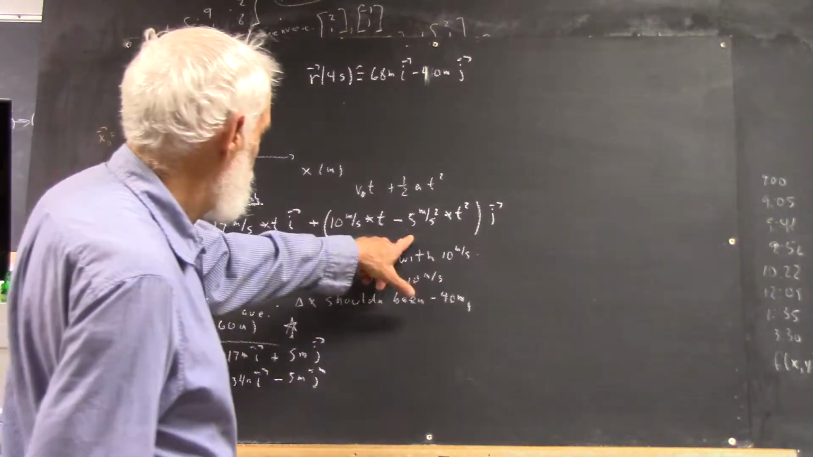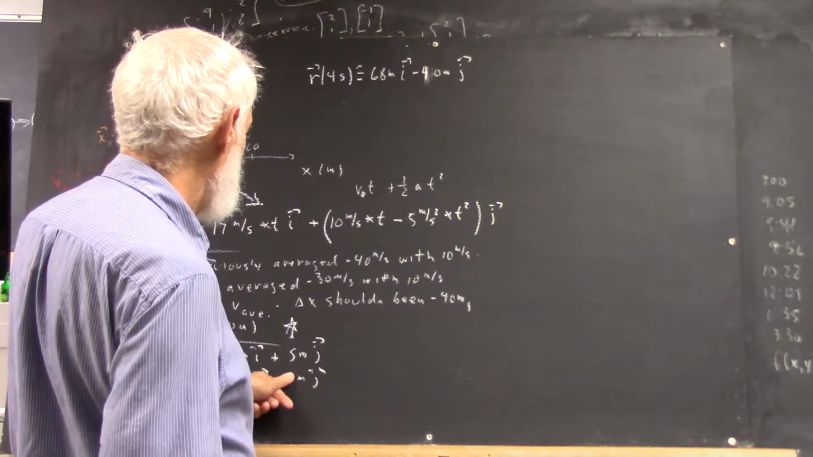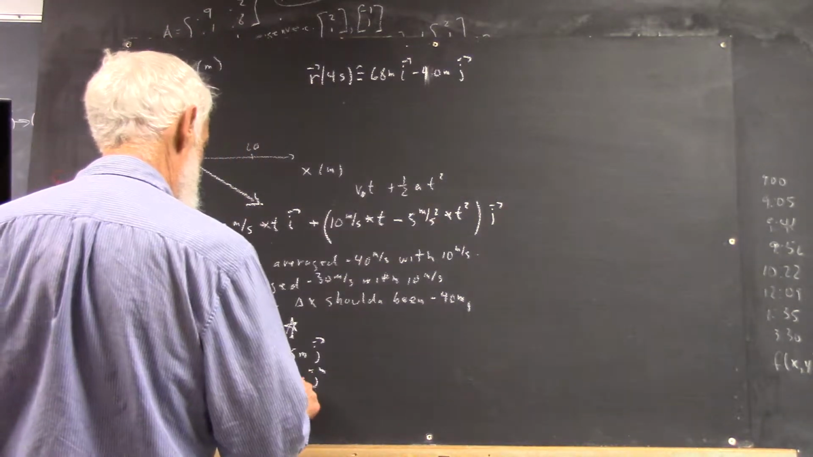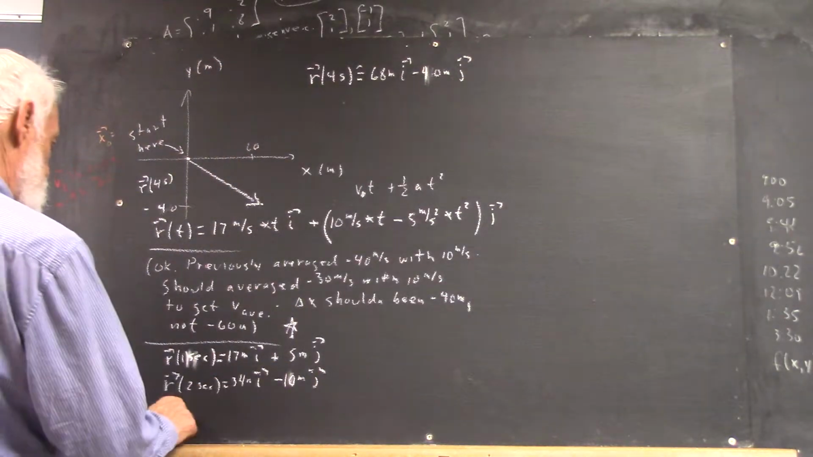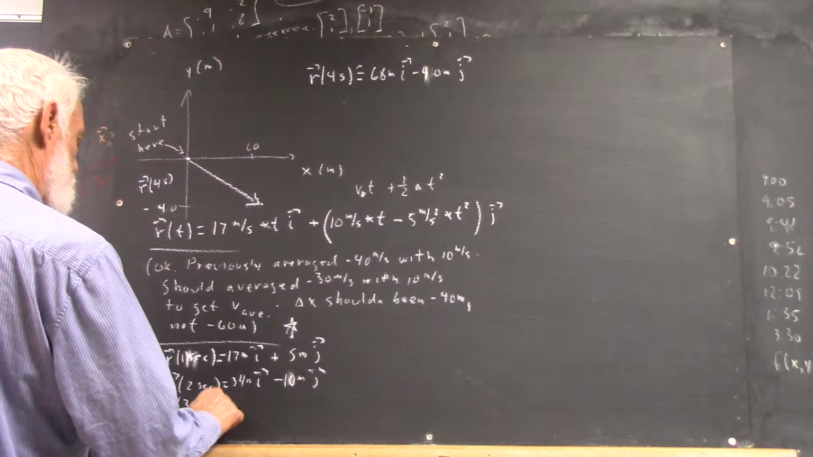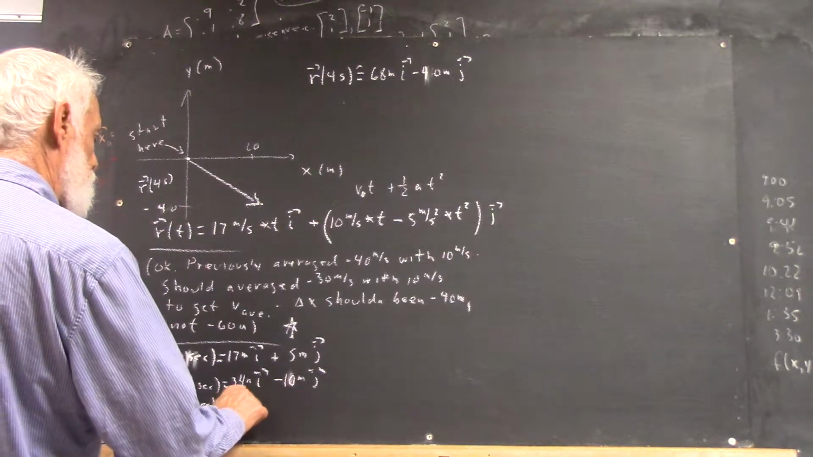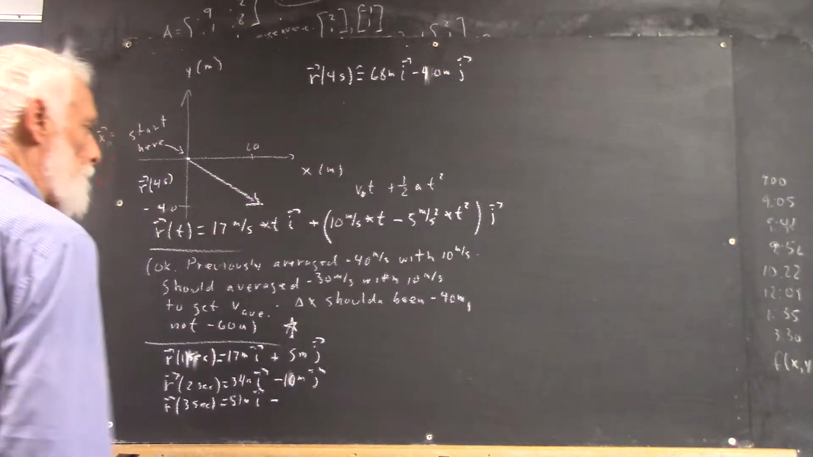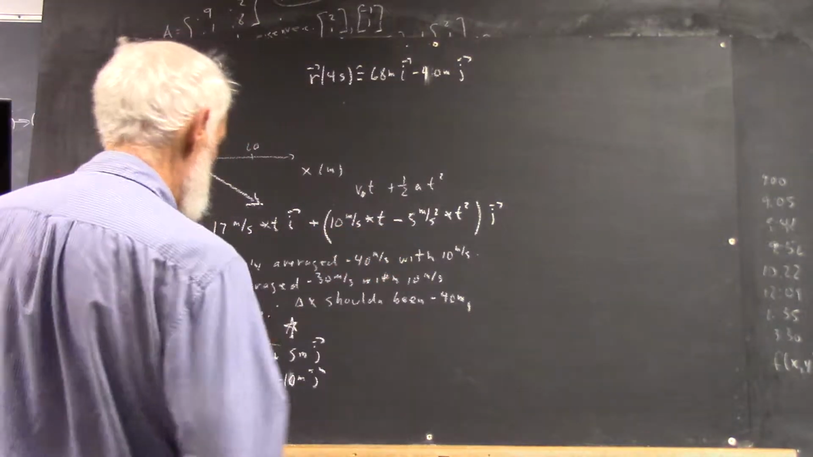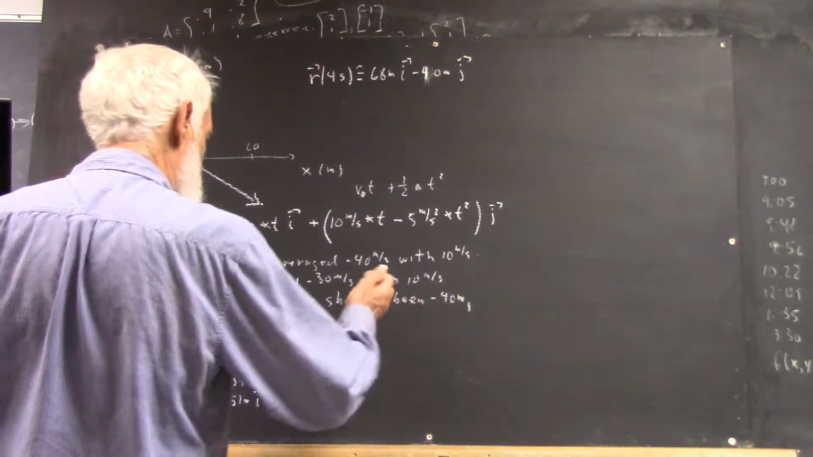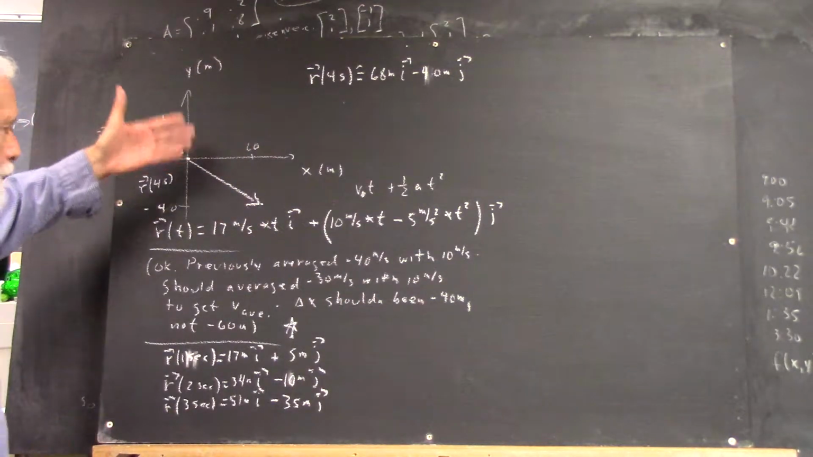4 gives us negative 20. That's not minus 10 meters. I won't even bother to tell you what I did to get to negative 5. But it almost halfway made sense. At 3 seconds, we get 51 meters times I. And then it's going to be minus 45 and plus 10, minus 35 meters times J. Check my arithmetic. But now we can plot these three vectors.